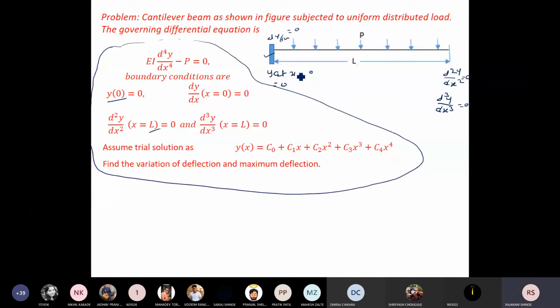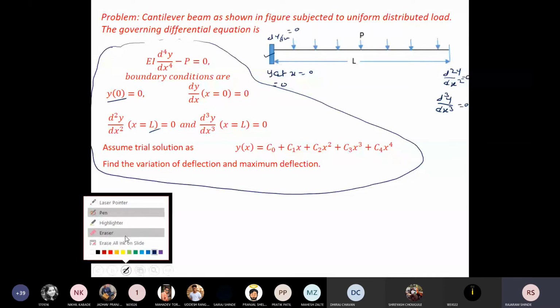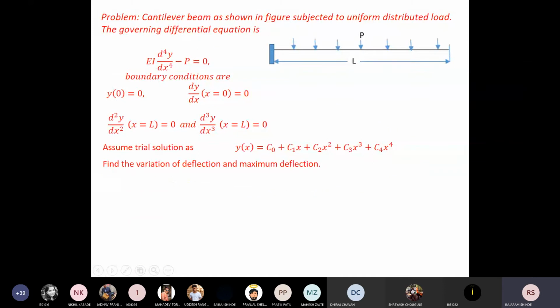These are the properties of the problem. Now from that you have to find the variation of the deflection, how deflection is varying. Now for that purpose, first step is we have to approximate the solution. Now here trial solution already I have told you.